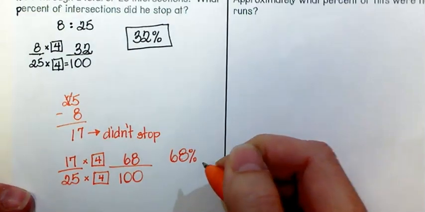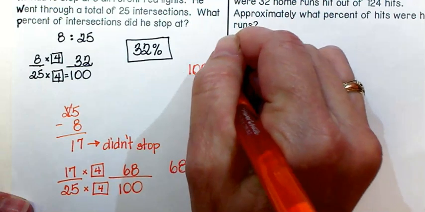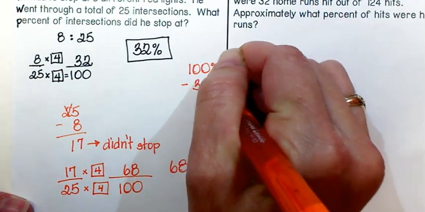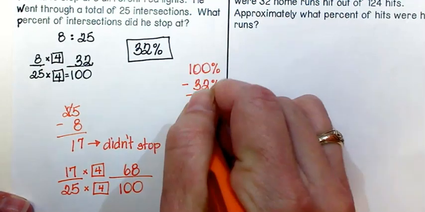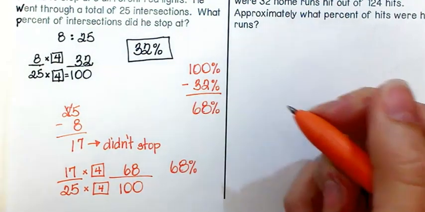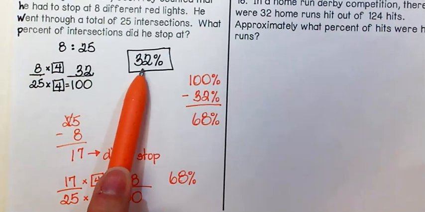But I can also figure that out if I had just said, hey, I know that all of the intersections make up 100%. He had to stop at 32% of the intersections, which leaves 68% that he didn't have to stop at. So a couple different ways you can do it. Anyway, the question that they originally gave you asked for this.